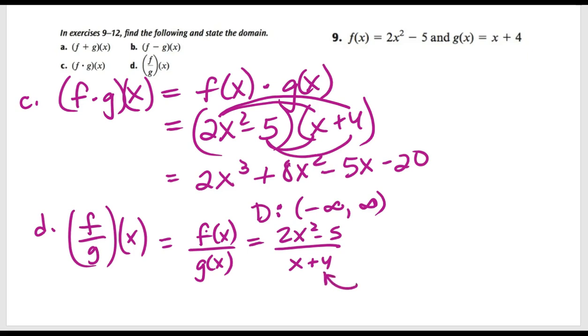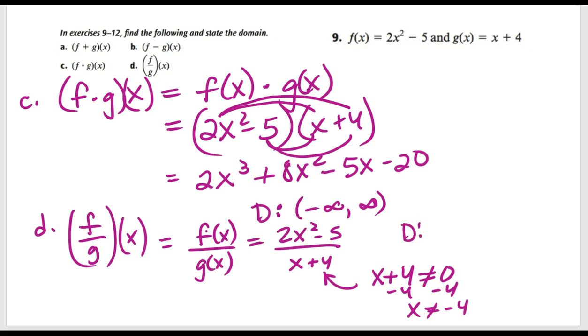Now we know that a rational expression can never have a denominator that is equal to 0. So we never want our denominator to equal 0. So we know that for this problem, when x is equal to -4, we'd have a problem, right? We'll have division by 0. So we don't want to allow division by 0, so we'll exclude -4 from our domain.